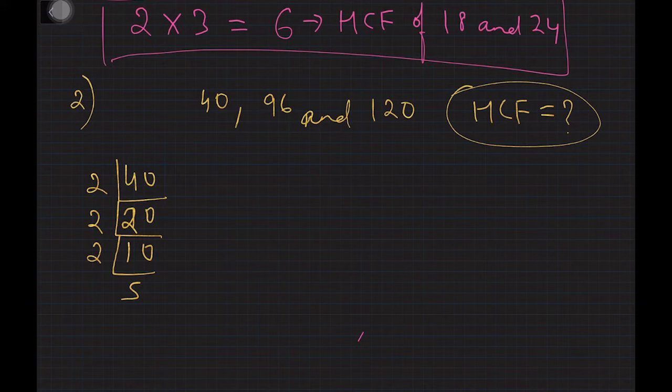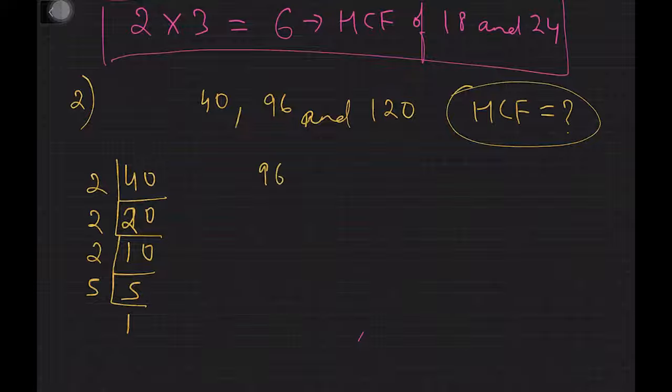So we have to check for another prime number. 3 doesn't divide 5, therefore we need to choose 5 itself. So 5 1s are 5. Similarly, we will follow the same process for the remaining two numbers.